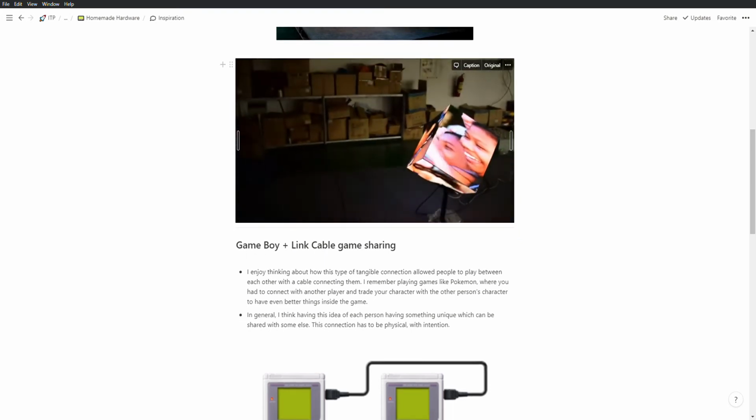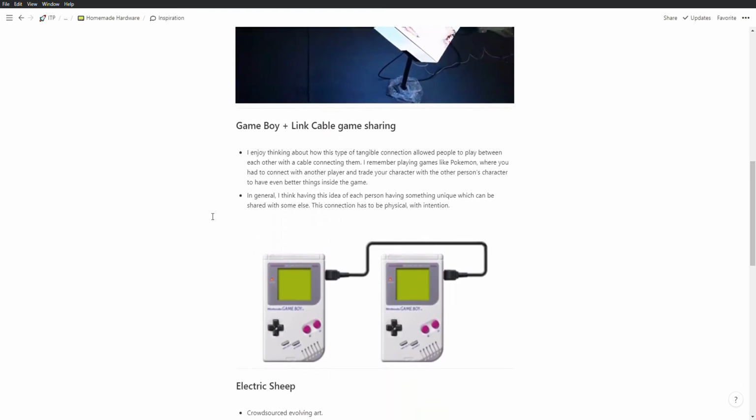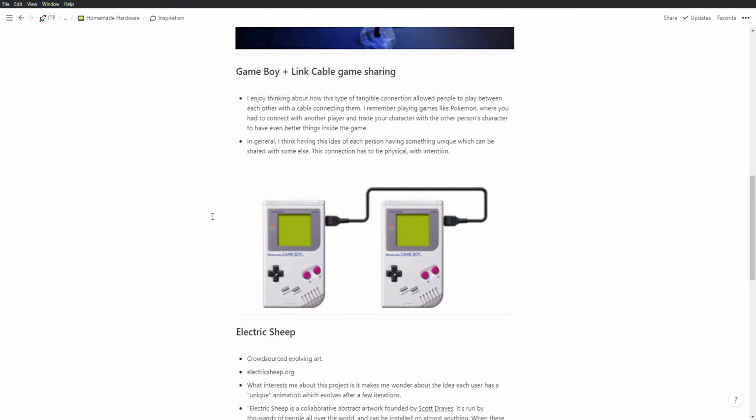And besides that, I remembered the Game Boy and the link cable system it had. The Game Boy was this video game console you could hold in your hand and play games like Pokemon and a lot of other things. And it had this thing where you had to connect a cable to another person in order to play with this person. So I kept that idea of a tangible and intentional physical connection, and I wanted to do the same.